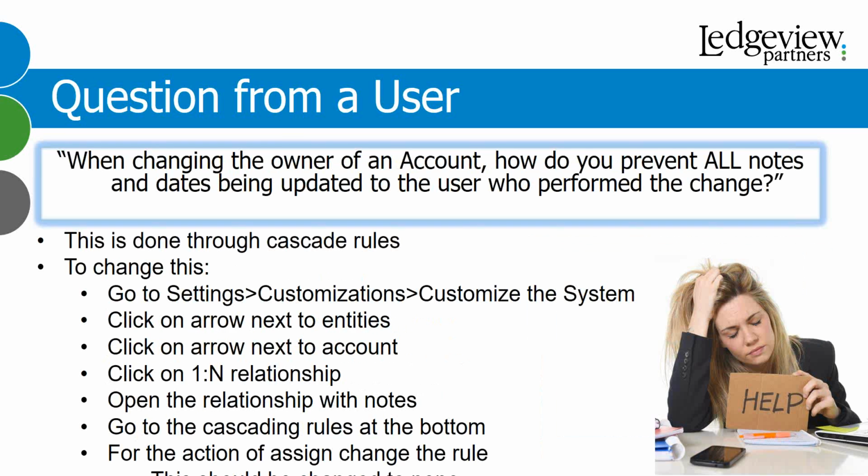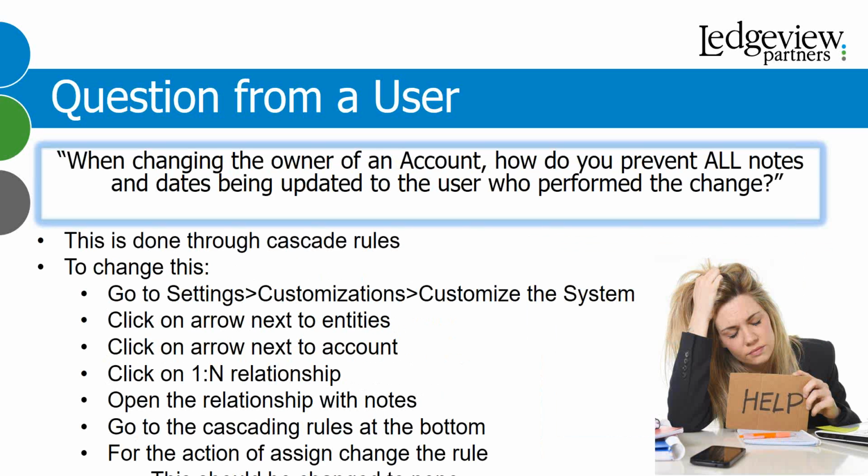Our next question is, when changing the owner of an account, how do you prevent all notes and dates being updated to the user who performed the change? Excellent question. The notes are basically done through cascading rules. And really to change this, you want to go to customize the system within settings, find the one in question, so account, because you're going to want to find the relationship between account and notes. So you're going to click on the arrow next to entities, then next to account, and find the one-to-many relationship, and then find the one specific to notes.